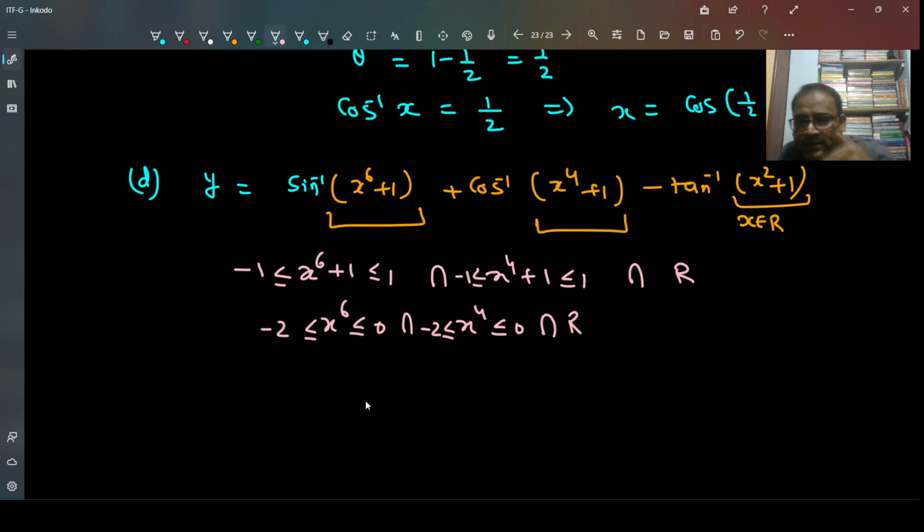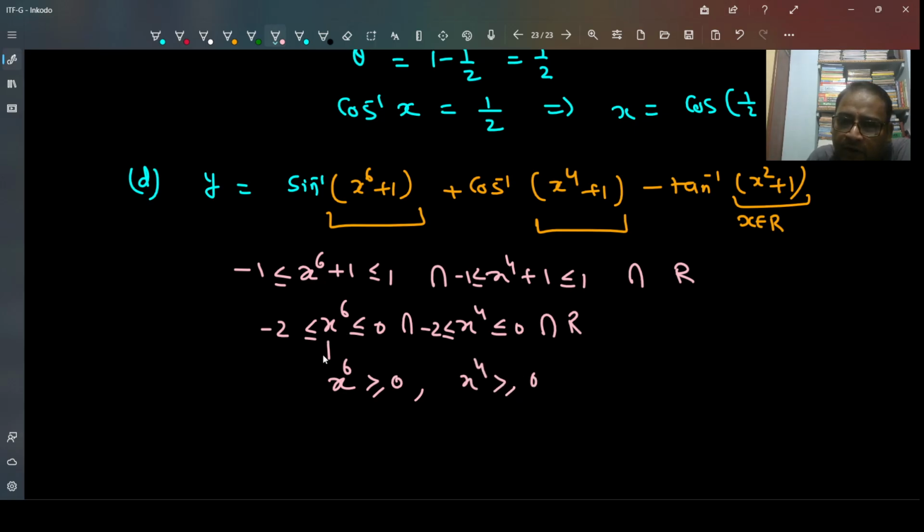So now x having an even power is always non-negative. Always non-negative. So we know that x to any even power is always greater than or equal to 0, like this one or this one. So if we combine these two, we can say that x power 6 is 0, similar to x power 4. So from here we have x is equal to 0. So combining this solution, x equal to 0 intersection with the real numbers, we have only the x equal to 0 value.